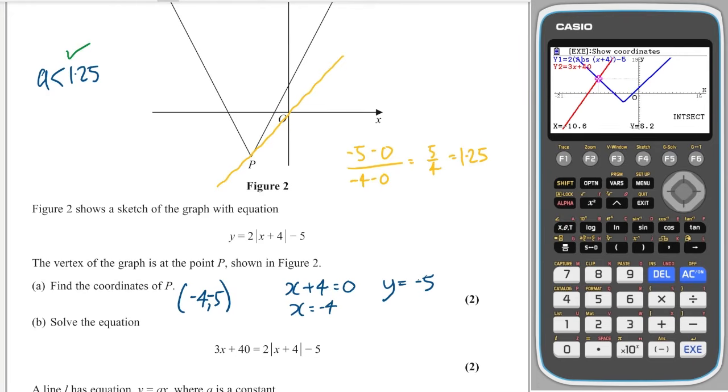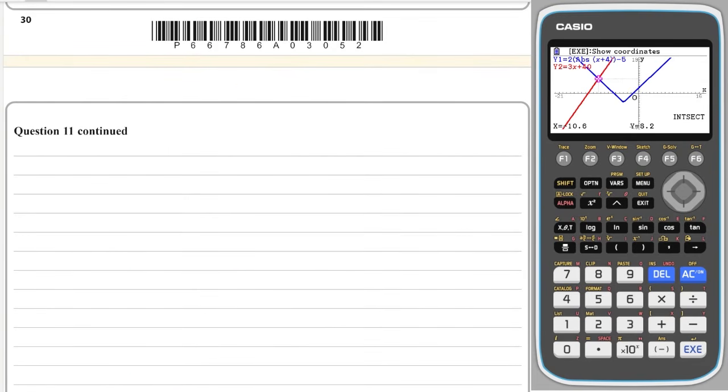Now let's see what happens when the gradient is a bit more than 1.25. Then the line's going to come in like this, and that's not going to cross at all. And in fact, if we increase the gradient all the way up until 2, it's going to be parallel at 2. But if we go above 2, then it's going to cross once. So if a is above 2, then it will cross once again. So these are our two possible options. And we have to write that in set notation. So we write that a is either less than 1.25 or union a is greater than 2.